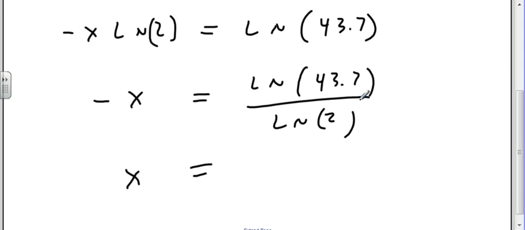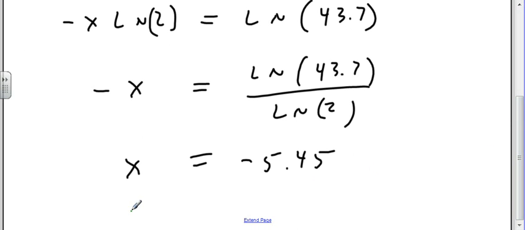Natural log 43.7 divided by natural log 2, minus 5.45. Then we'll go and check our work and say what is 2 to the minus 5.45. Okay, so 2 raised to the 5.45, boom, and I get 43.7. Am I supposed to get 43.7? Yes, I am. Okay, check.